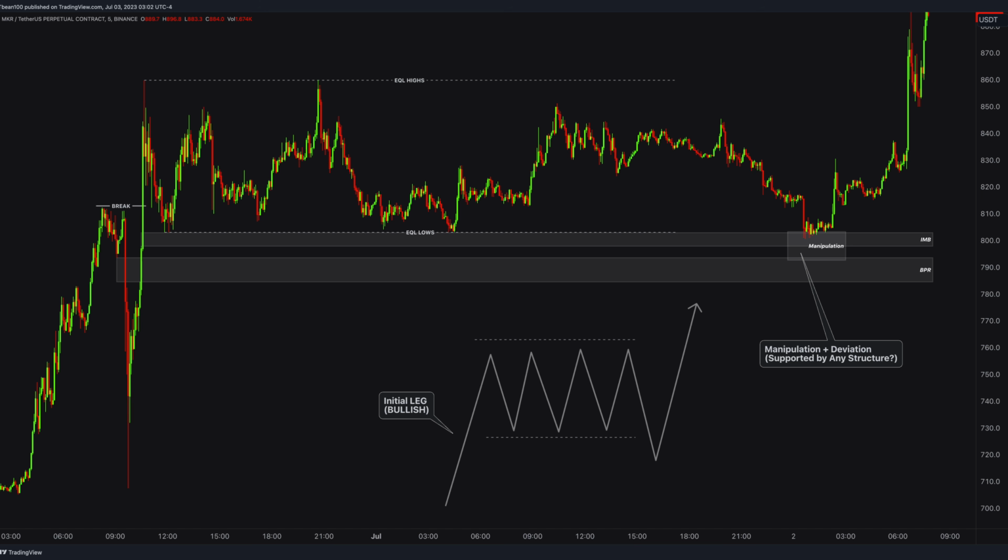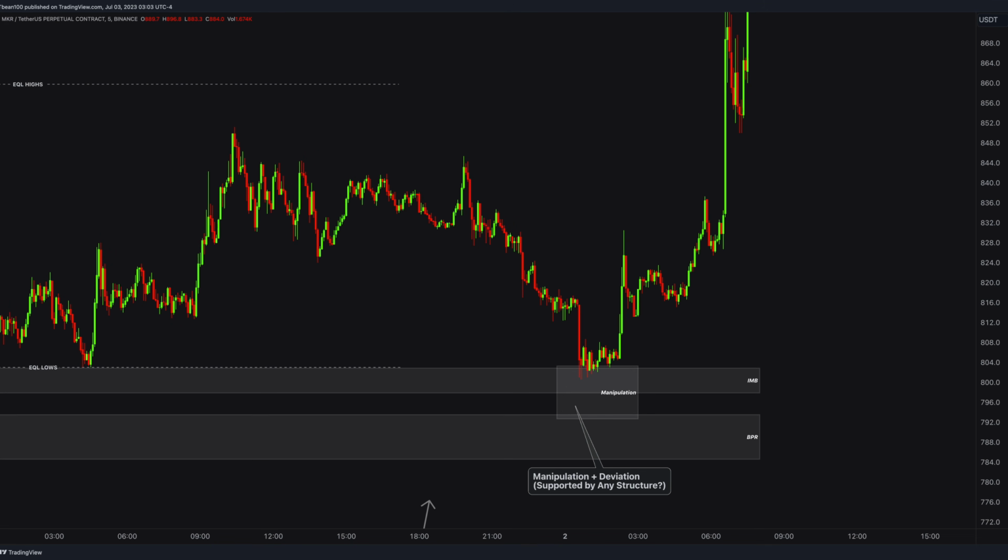But what about the BPR below the imbalance? Do we have guarantees that the price will never pull back to that? Let's talk about it more. Let's talk about two entries. First of all, the target.